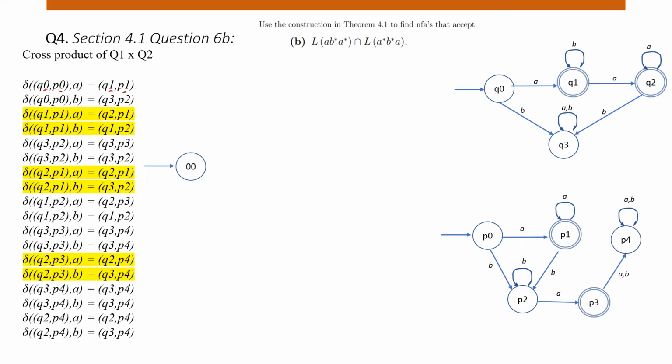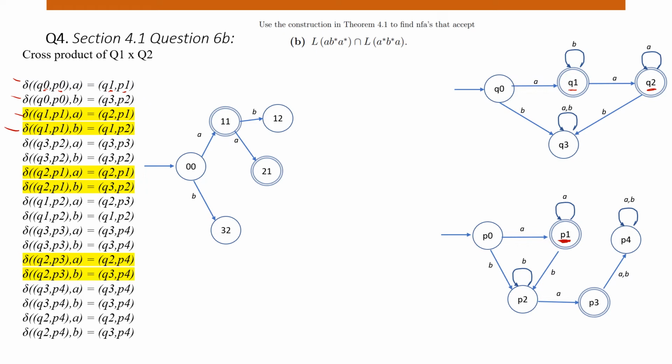So from 0, 0 with an A, you go to 1, 1. We've already determined that 1, 1 is accepting because both Q1 and P1 are accepting. From 0, 0 with a B, you go to 3, 2. From 1, 1 with an A, you go to 2, 1. We also know that 2, 1 is accepting, so we are going to make 2, 1 also accepting. 2, 1 with an A, we're still in 1, 1. With a B, you go to 1, 2. Now we're going to do 3, 2. I'm just going in order right here. So far I've just done these 4 transitions.